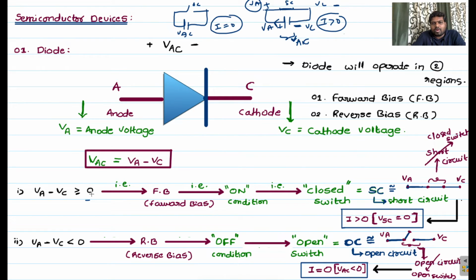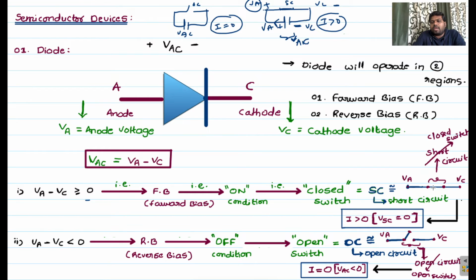In the ideal case, whenever Va minus Vc is greater than or equal to 0, the diode acts as a closed switch, otherwise we can call it a short circuit. So here the short circuit voltage Vac equals 0. This is possible only when the short circuit will not have any resistance. In that situation, this 0 is applicable.